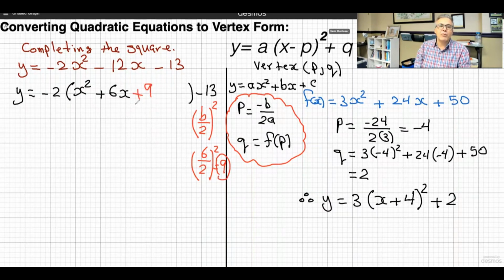But you cannot just add a number to an equation and think it's okay, because now you changed the equation, you changed the quantity of this equation. But how about if we minus a 9?